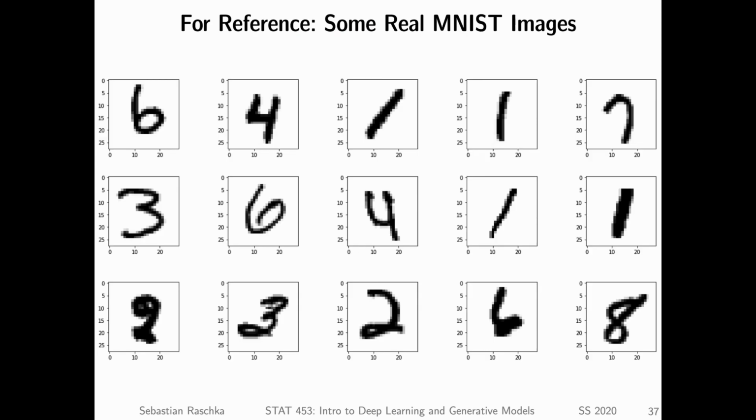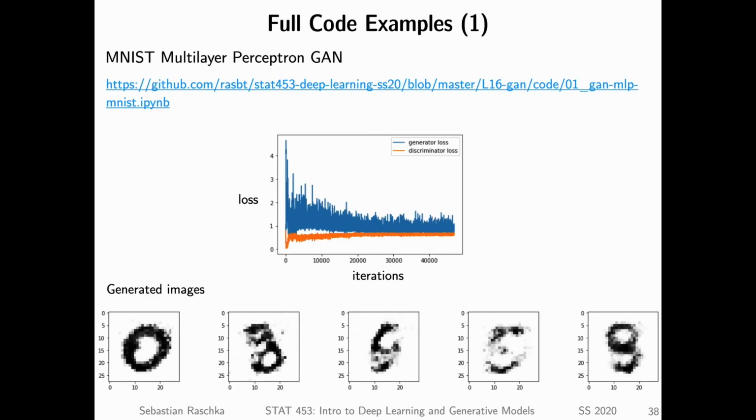So now I'm going to show you some GAN examples, examples of GANs that I've trained on MNIST. For your reference, these are MNIST images, which you have seen a lot of times in this course, just to recall how they look. So my first GAN is here. I was training a fully connected GAN, a multi-layer perceptron GAN, where the generator and discriminator consist of fully connected layers. You can check the code examples here if you want to see more details.